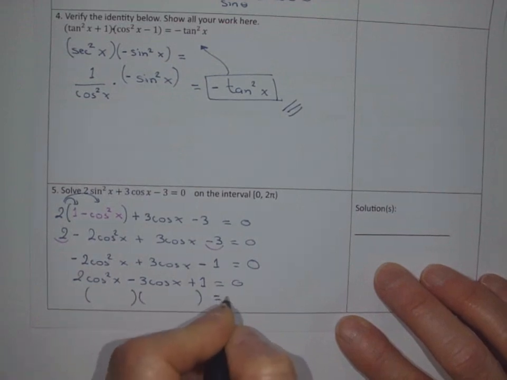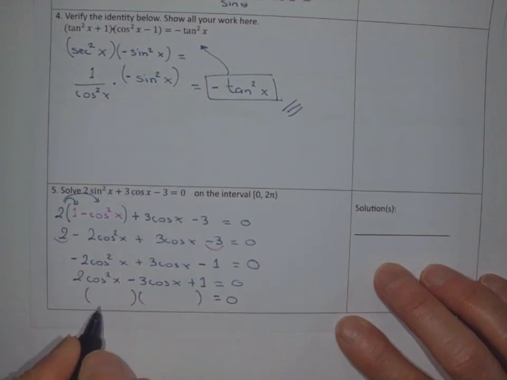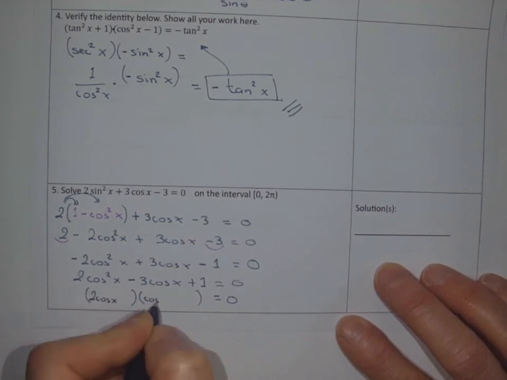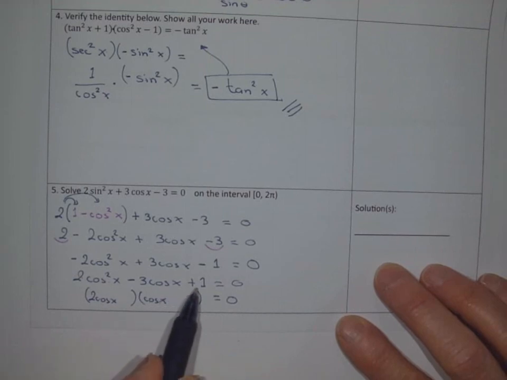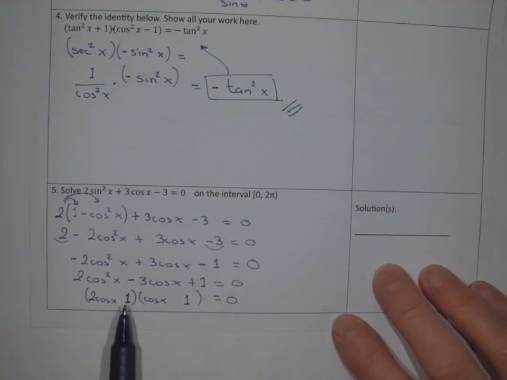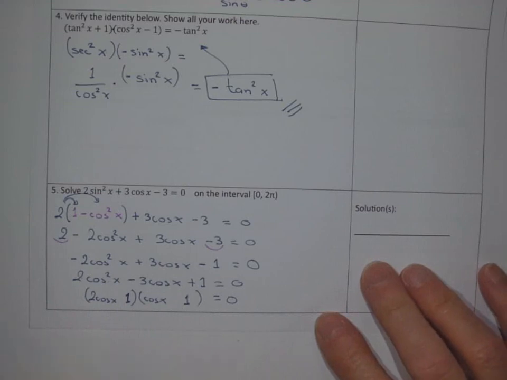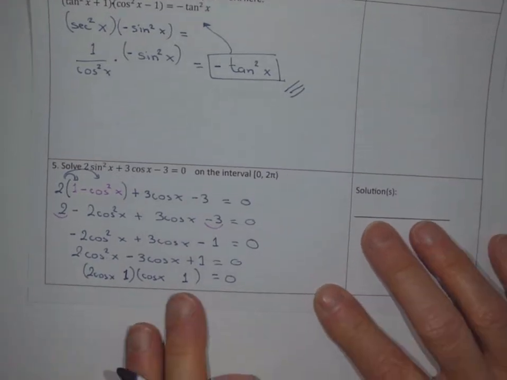So let's factor. So what can I multiply here and here to give me 2 cosine squared? Well, that's 2 cosine of x and cosine x, right? And then what can I multiply to give me a 1? Well, I don't have an option. It will be a 1 and a 1. 1 times 1 is 1. Somehow I need a negative 3 in the middle, so I need a 2 times 1 will give me, I'm going to write that down here.